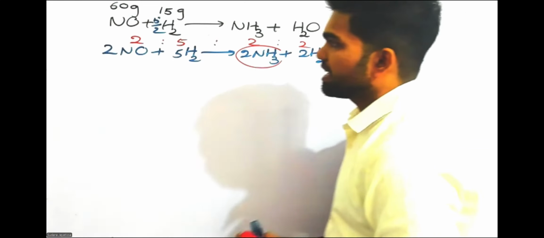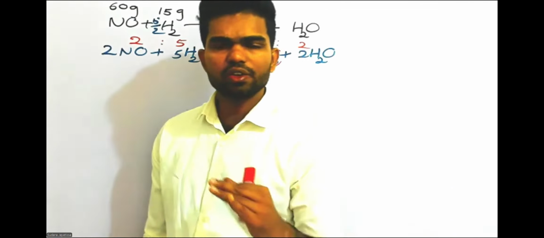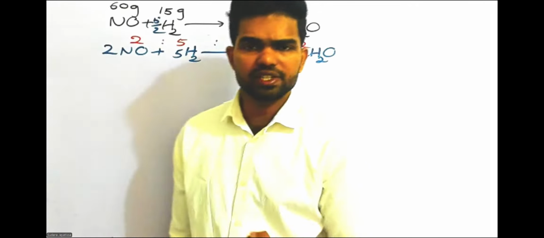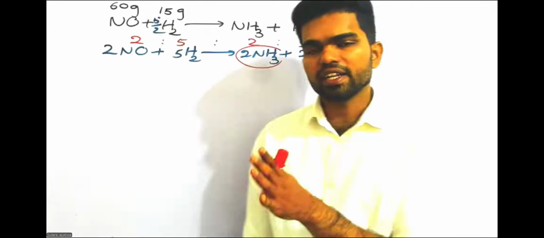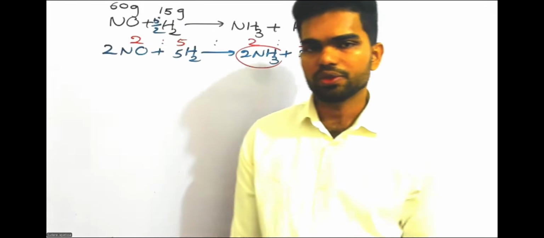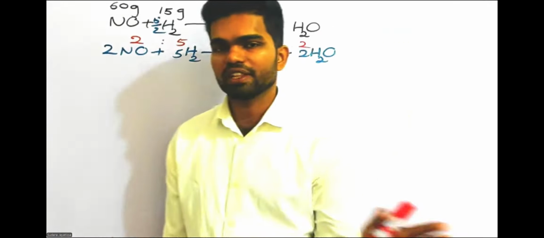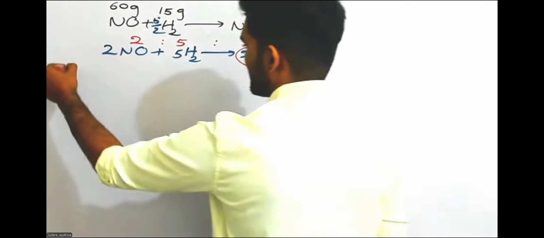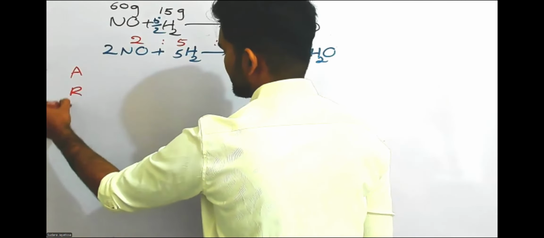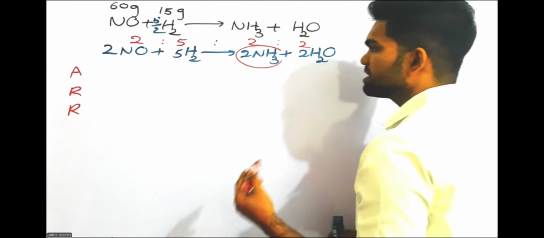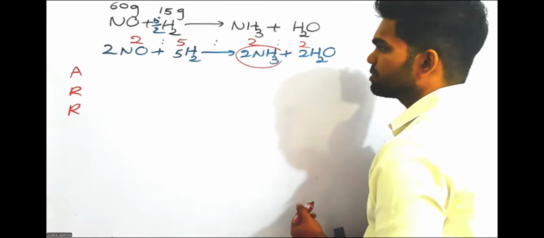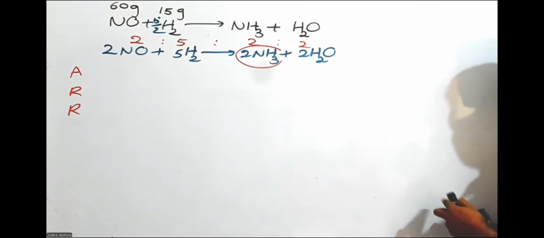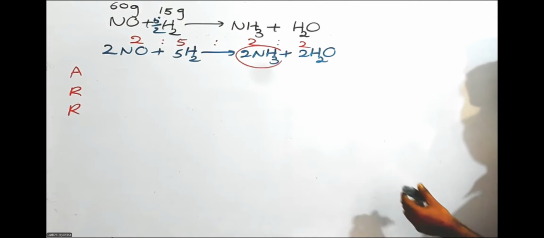Since they have given data about 2 reactants, we are not sure whether NO or H2 is completely finished. So to find that, we have a method called the ARR method: added, reacted, and remaining method. To find who's the limiting reactant out of NO and H2, we need the moles, because the ARR method is applied for moles, no?